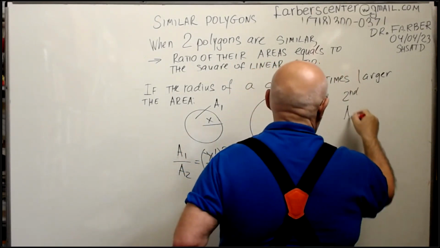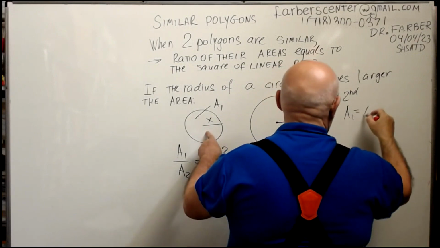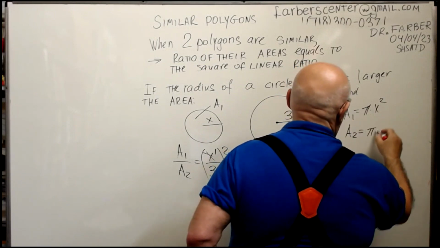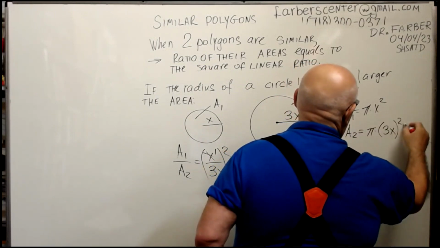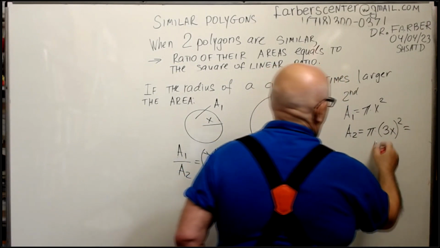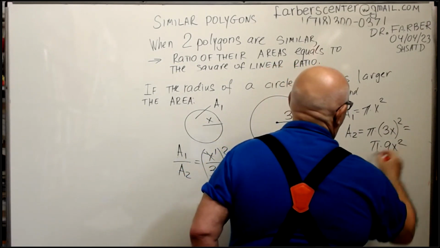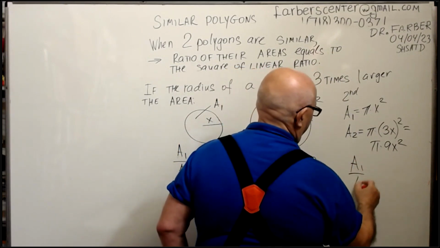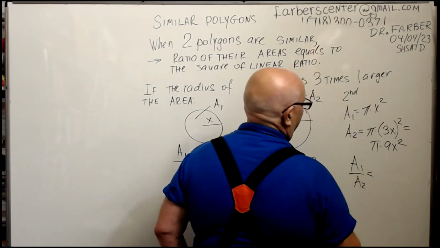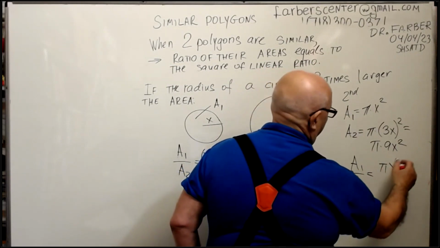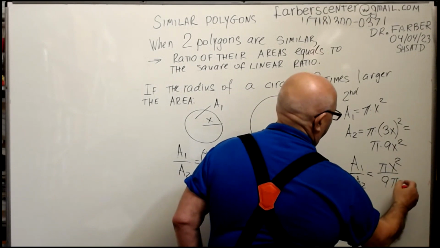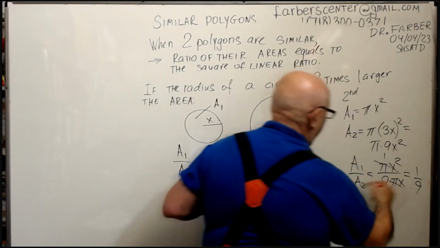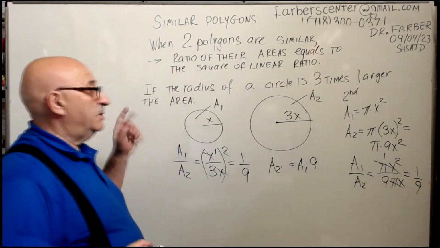Area 1 equals pi x to the second. Area 2 equals pi times 3x to the second, or pi times 9x to the second. Area 1 to area 2 equals pi x squared divided by 9 pi x squared. Cancel out. It would be 1 over 9. The same relationship. But in many situations, faster.